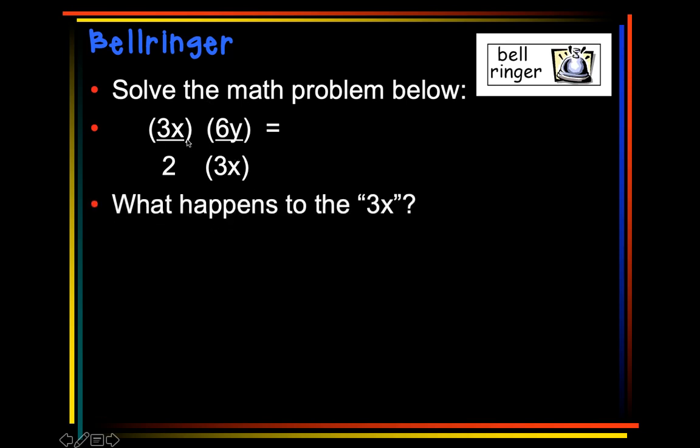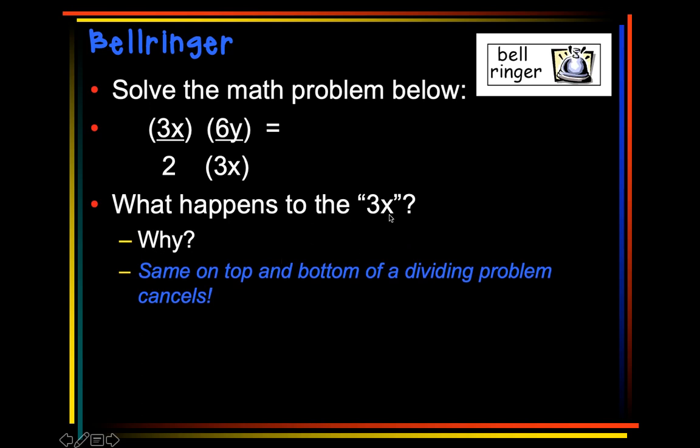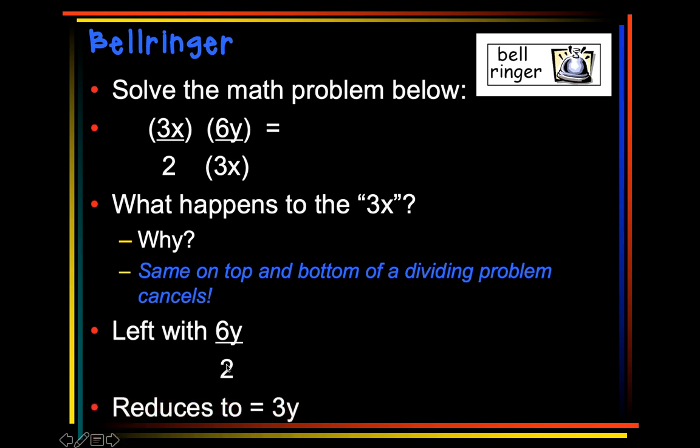Notice that you've got a 3x on the top and then you have a 3x underneath. What happens to that? Yeah, it cancels. Why? Because when you have the same thing on the top and the bottom, when you're doing dividing or ratios, they cancel. So it's kind of like the 3x and the 3x go away. So you really have like 6y over 2. So the y, nothing's going to happen with that. Those letters just stay there. So really, you've got 6 divided by 2, which of course we know is 3. So really, 3y would be your answer.